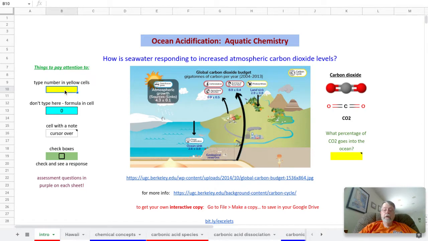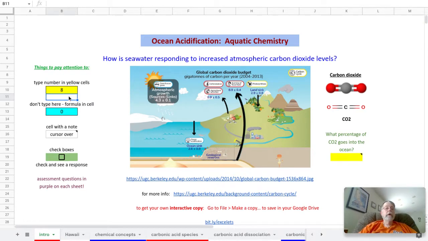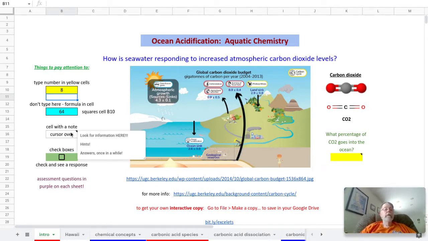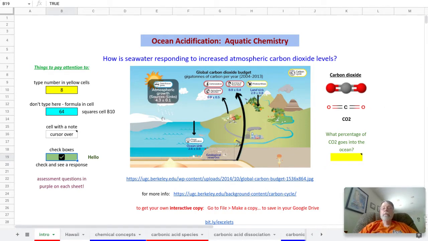Yellow cells are places where you can put or change numbers. If there's a number in there, somewhere there'll be a response. If there's a blue cell, it's a cell not to type in because there's a formula in there. Added information comes in the form of notes that have the little black triangle on the corner, and you cursor over, you can see them. You'll also see checkboxes that do something, could bring up an answer, could turn a line on and off of a graph. There's a whole bunch of features. Good way to do an on and off switch.